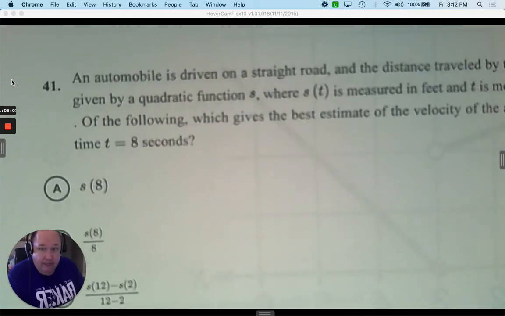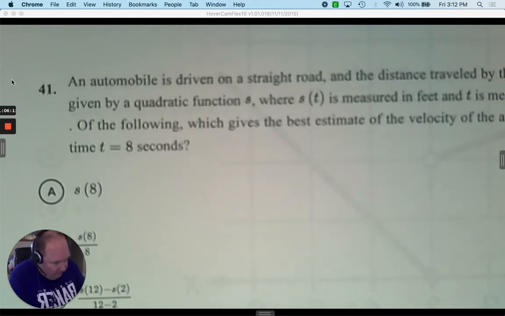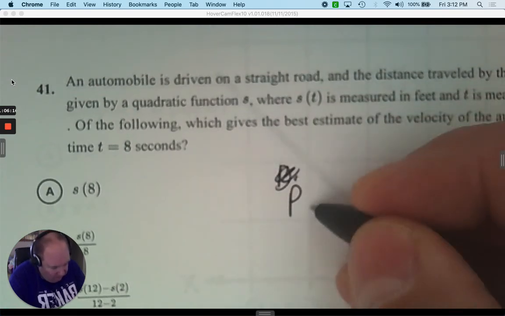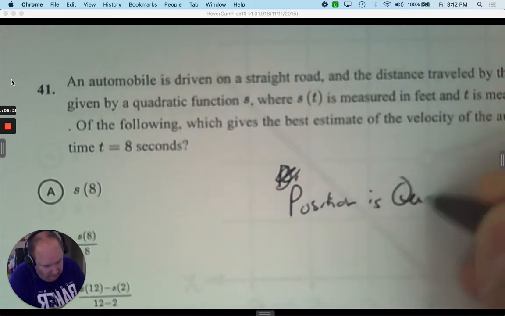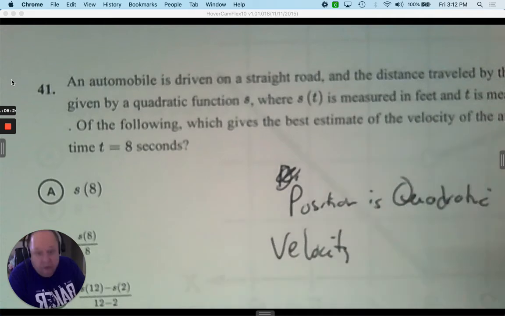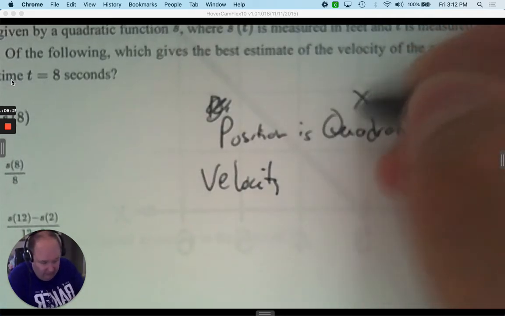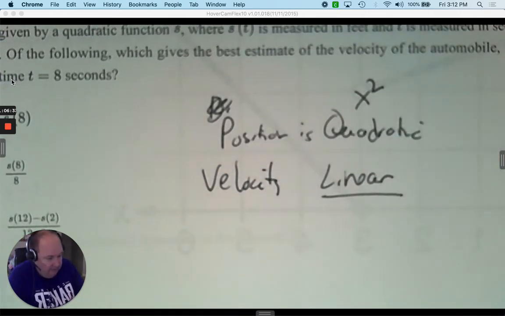So the distance is the same as position. So the position is a quadratic. So velocity is the derivative of that. So if this is a quadratic, any quadratic, the derivative of that is going to be linear, right? So which of the following gives the best estimate of the velocity of it?